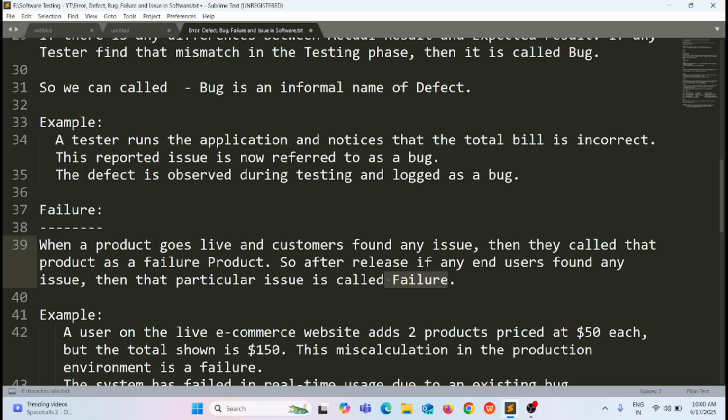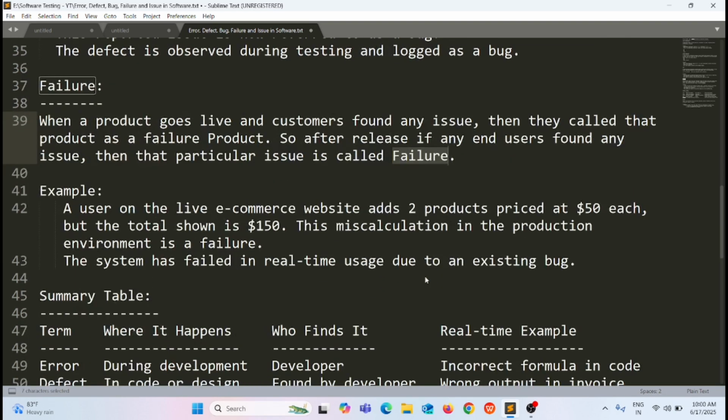When a product goes to the live environment and the customer finds any issues, then they call that product a failure. So after release, if any end user finds any issues, then that particular issue is called a failure. Let's say one example, another example.